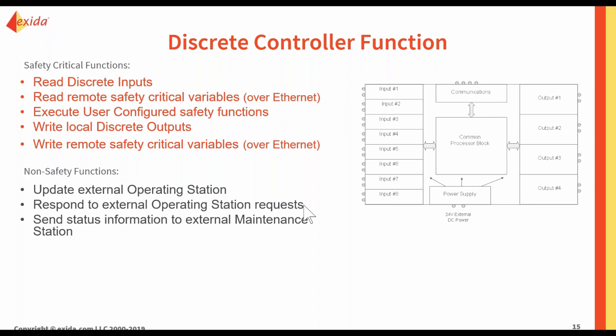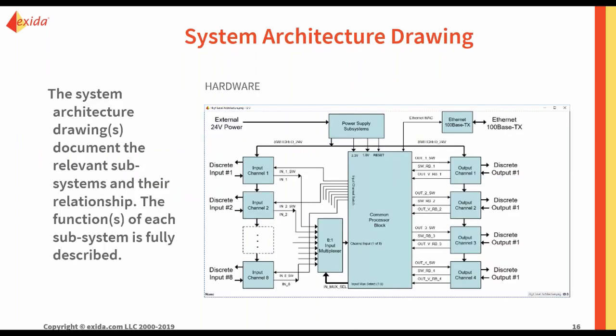Now, those are all considered safety critical functions because they are necessary to implement the automatic protection. There are non-safety functions too. We need to update perhaps an external operating station. We need to respond to external operating station requests. And of course, we need to send status information to the external maintenance station, especially because we are probably going to be implementing automatic diagnostics. And when there is a diagnostic failure, you must enunciate that to a maintenance station, because diagnostic is of no value unless somebody knows a failure has occurred.